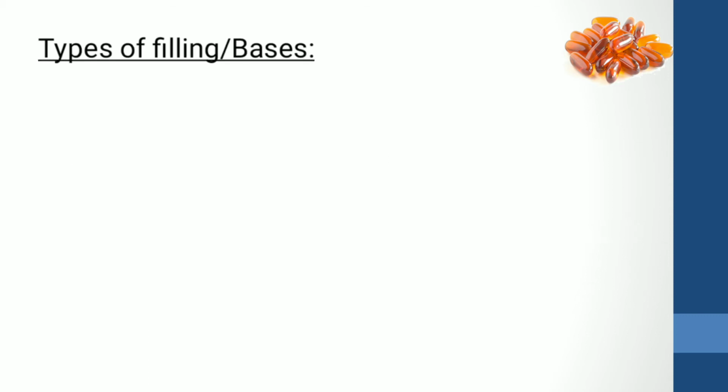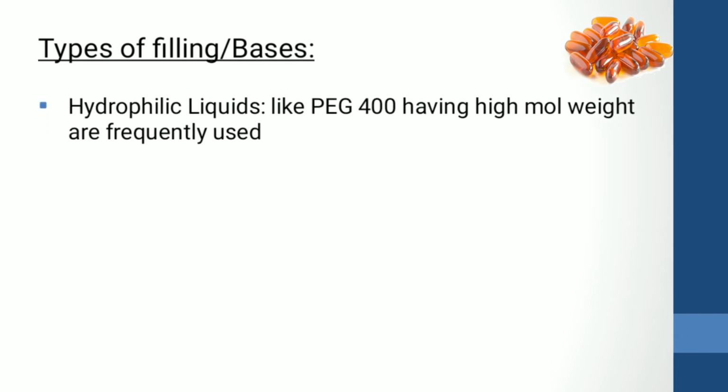Then the next is types of fill or bases. In this, the first one we have is hydrophilic liquids. Polar liquids with sufficiently high molecular weights are commonly used. Polyethylene glycol, that is PEG, is most frequently used. For example, PEG 400, which has an average molecular weight of approximately 400 Dalton.